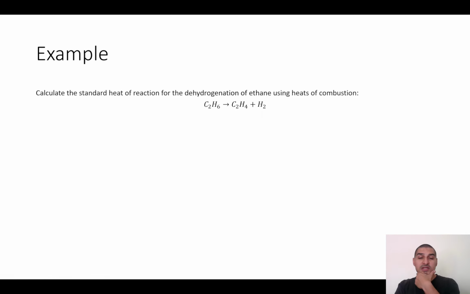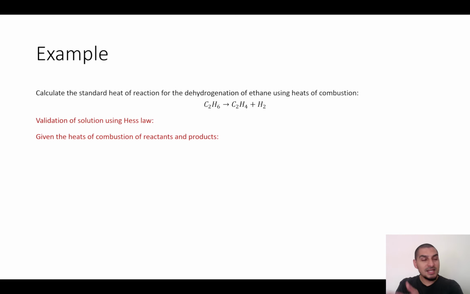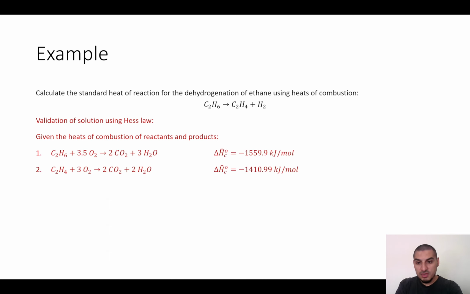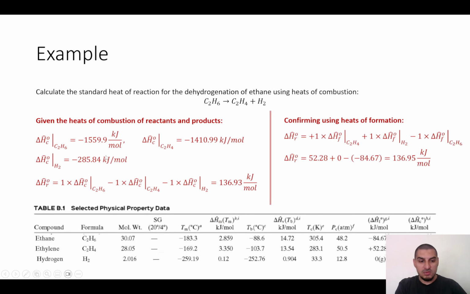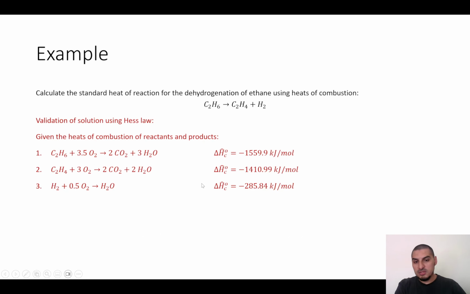Let's try to do this calculation using Hess law. We can do this using Hess law by writing equations that we know. So we can write the combustion reaction for each one of them. This is exactly what we did in the previous case for the heats of formation. So you can write the combustion reaction of ethane, the combustion reaction of ethylene, and the combustion reaction of hydrogen. We know the heats of combustion are already tabulated, which are the same values that we wrote here. These are the same three numbers that we wrote.